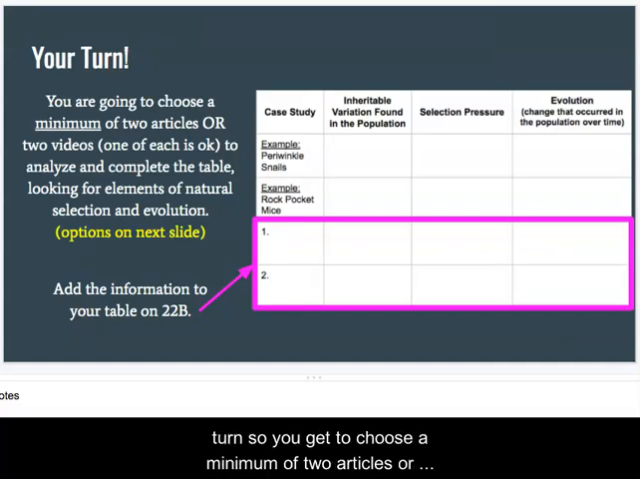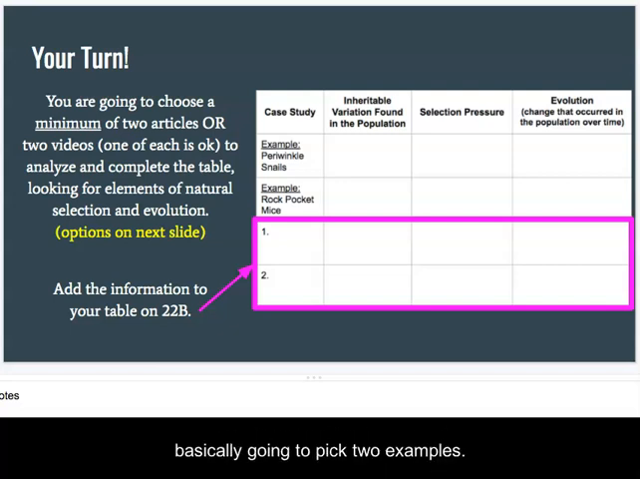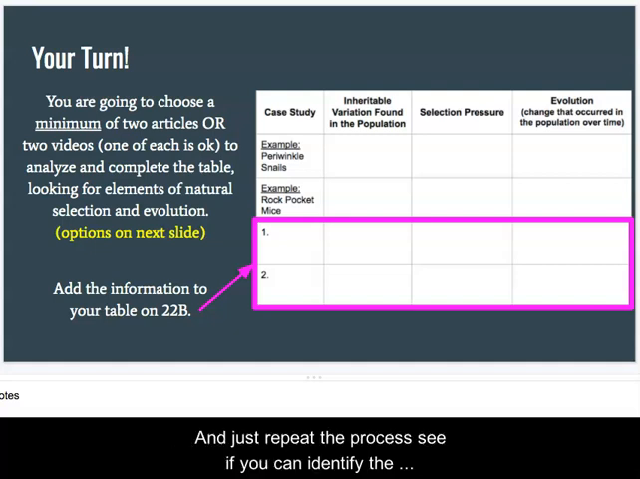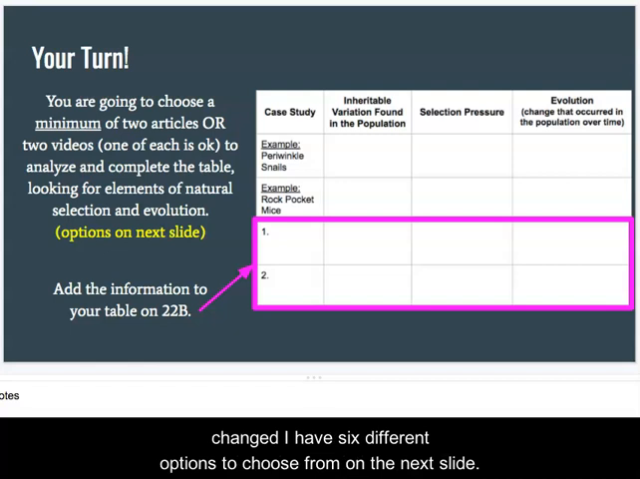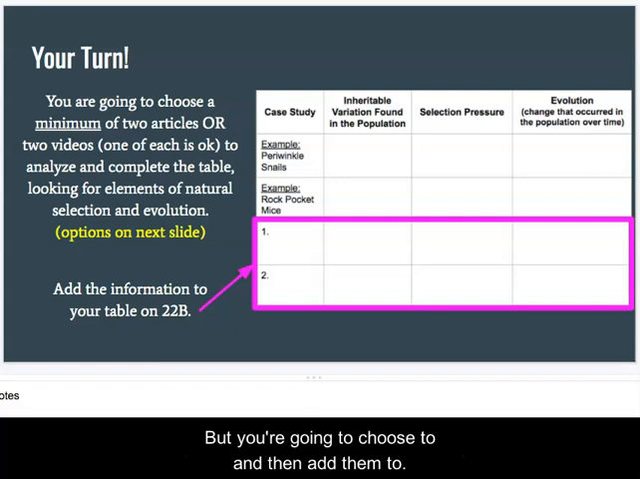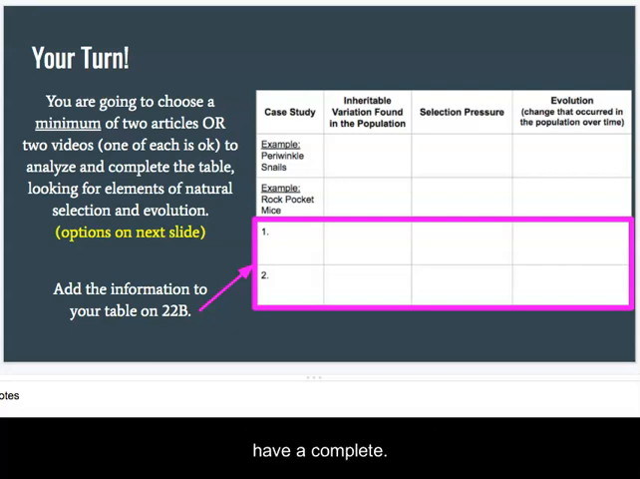So you get to choose a minimum of 2 articles or videos. If you want to do 1 and 1, that's fine. But basically, you're going to pick 2 examples and just repeat the process. See if you can identify the variation, the pressure, and then how the population changed. I have 6 different options to choose from on the next slide, but you're going to choose 2 and then add them to your table. So by the time the next class rolls around, you should have a complete table.